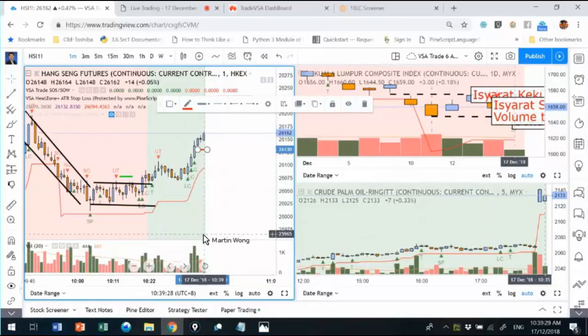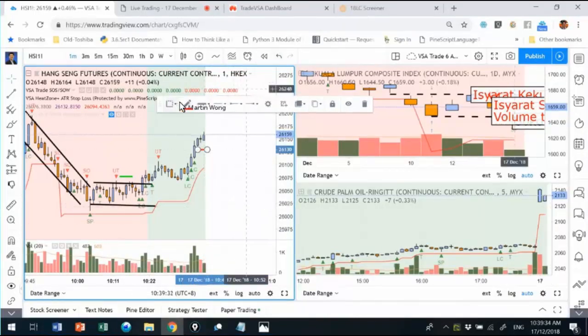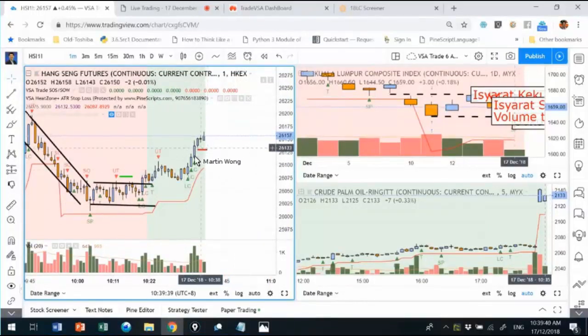As it goes up, look for upthrust. Look for no demand bars. Look for upthrust here. Let me see this one. This one is still okay. Yeah, it's still alright. Move it up here. Okay, let's just play with it.